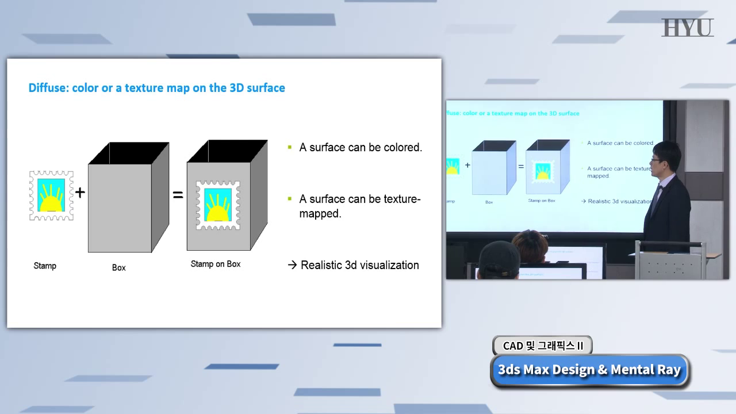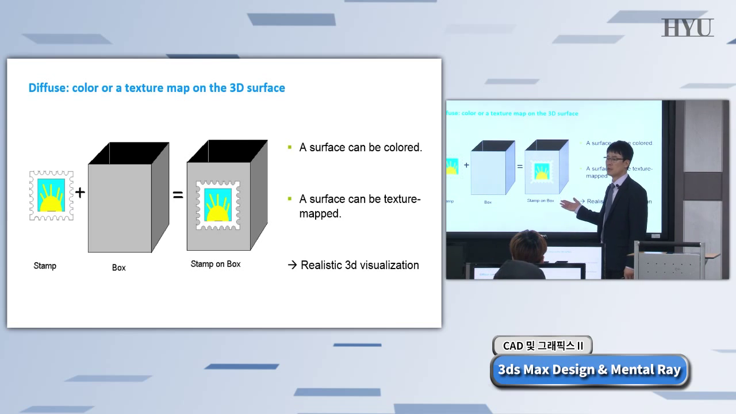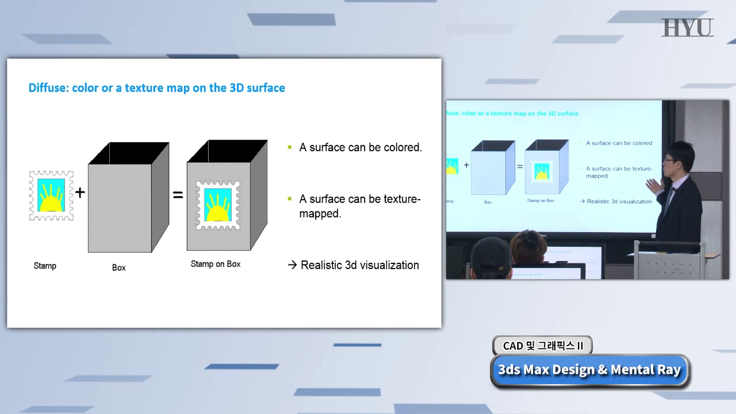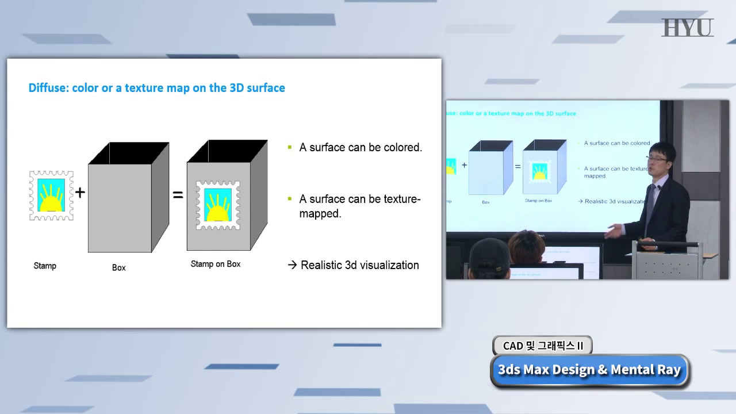In terms of texture map, there are several different ways. You can control the size of this stamp image, or you can fill in this surface with an amount of stamps, the same stamps. So this surface can be texture mapped, the so-called texture map. This is the simplest and easiest way of visualization for this kind of 3D visualization.